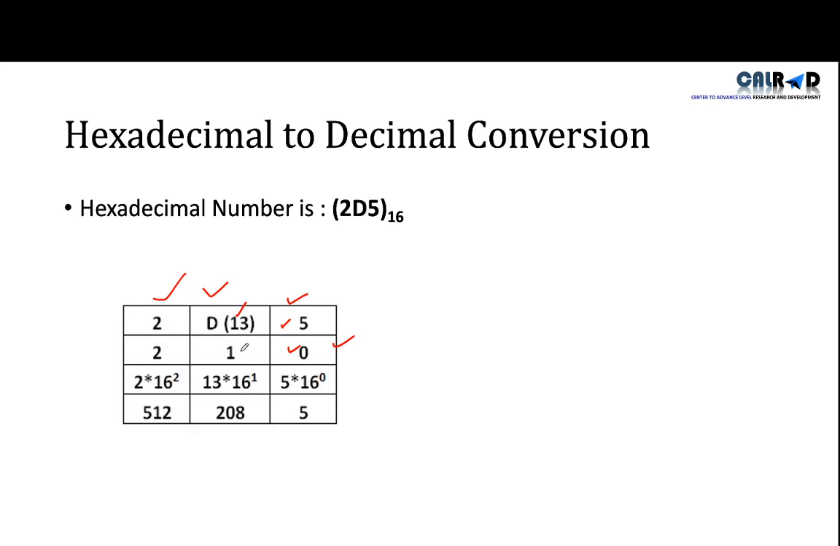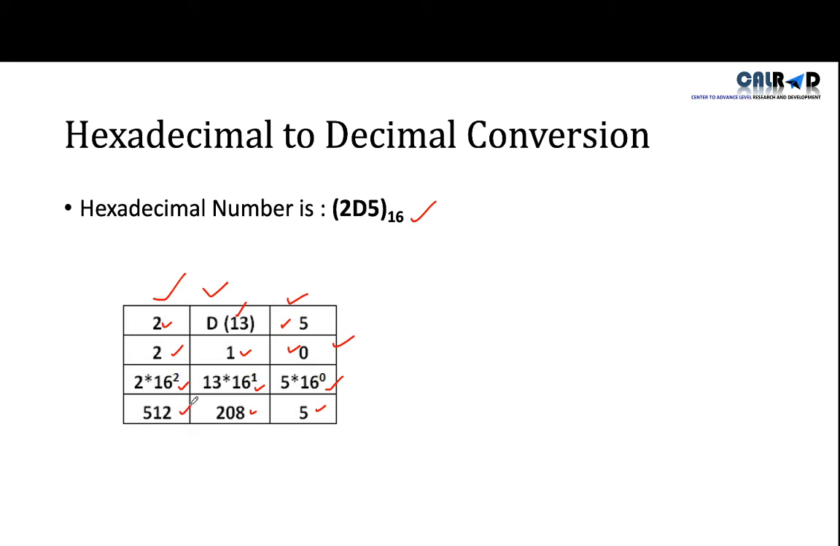13 into 16 with the power 1. 2 into 16 with the power 2. Why 16? Because this is hexadecimal. So the fourth step is to do the calculation for this. 16 to the power 0 is 1, so 1 into 5 is 5. 16 to the power 1 is 16, so 16 into 13 is 208. Now the final is 16 to the power 2 into 2, that is 512.